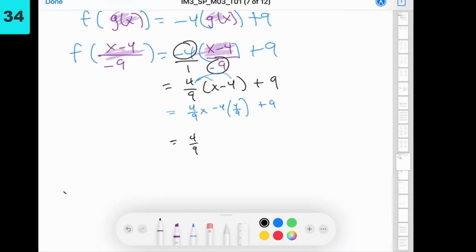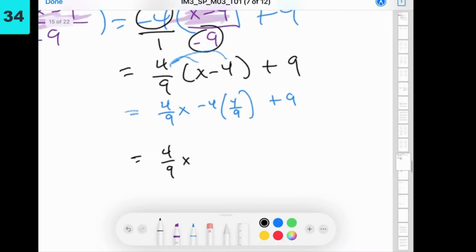So that would give me 4 ninths x. This would be over 1. Then you have multiply there, so you have negative 16 over 9. If you wanted to change this one, you can do 9 over 9. That would give me 81 over 9.